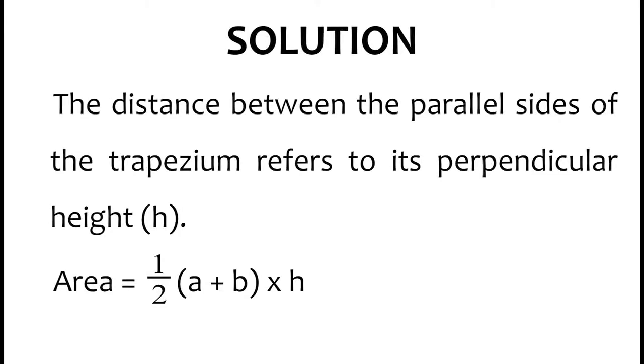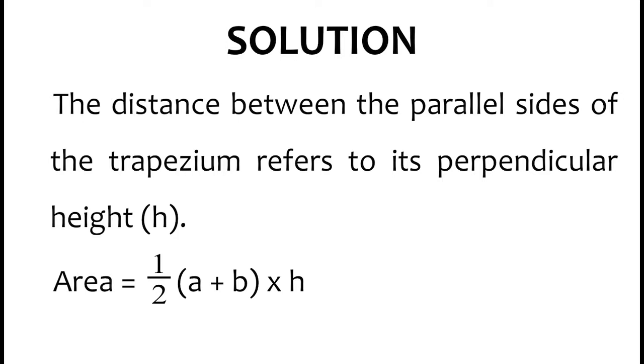From the question, you are asked to find the distance between the two sides. The distance between the two sides simply means to calculate the perpendicular height of the trapezium. Look at the area of the trapezium. Area of the trapezium is given as 1/2 into the sum of the parallel sides, which are A and B, times the perpendicular height, which is H.